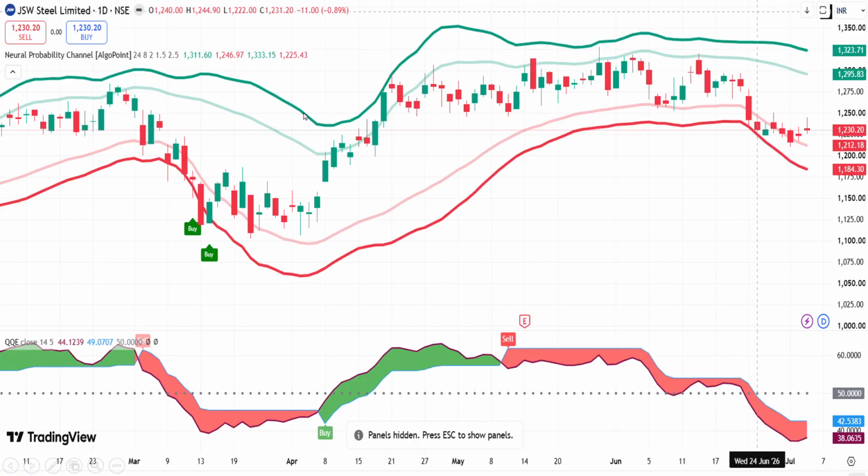This indicator also works pretty well with one more indicator called Neural Probability Channel. It's again an algo, and it's there in TradingView. In one of the next classes I will take up this indicator, the Neural Probability algo. So this algo is saying that right now JSW Steel is in a downtrend, so let it settle in the vicinity of 1212 or in the vicinity of 1148. Then it can make a move.